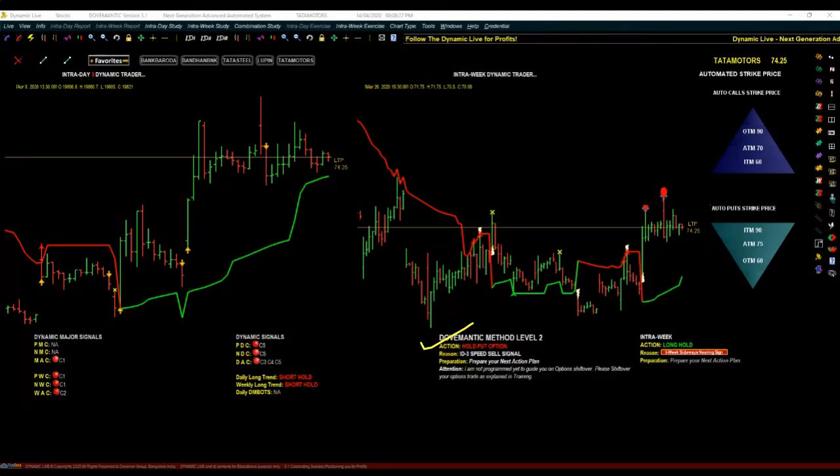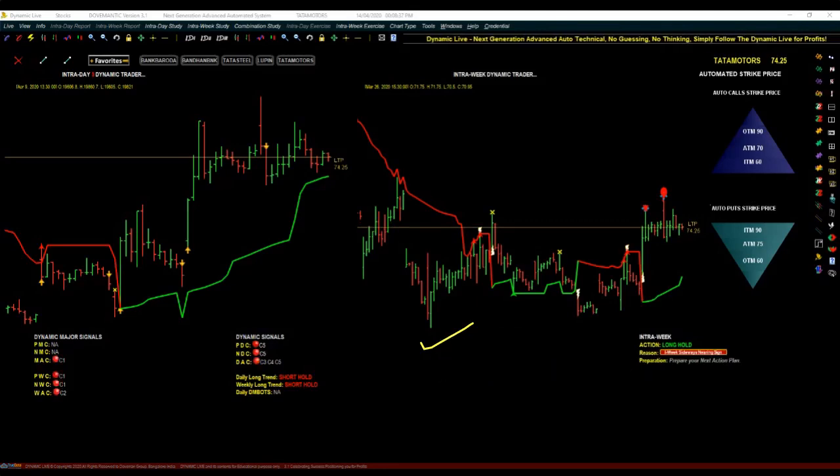How many trades can you do in a month? Even that cannot be defined, but following this Dynamic Live Intelligence, you can expect somewhere between 10 to 20 trades in a month. There are times where it has given more than that also.